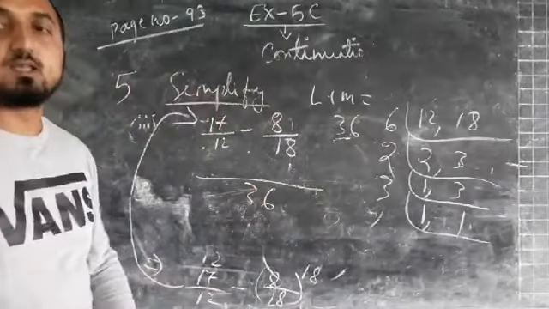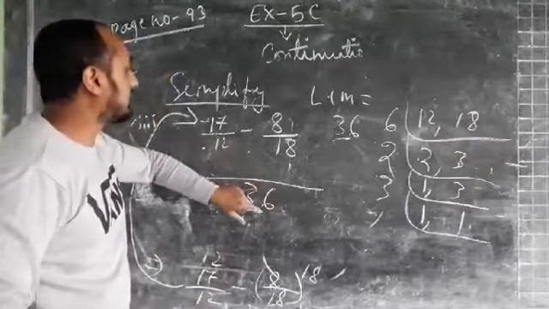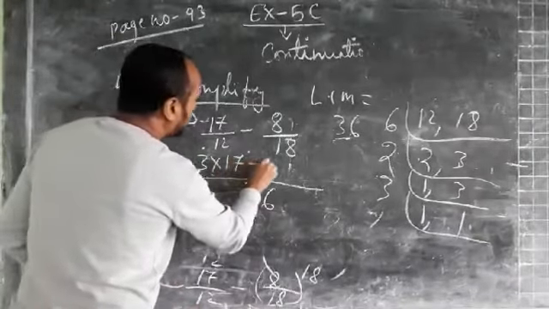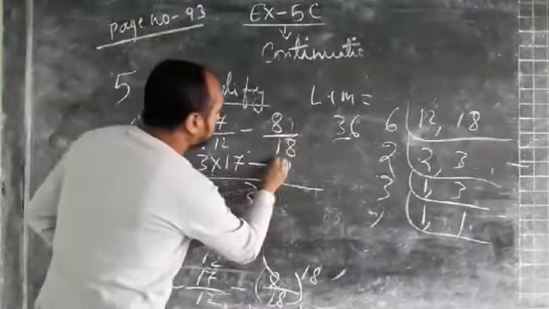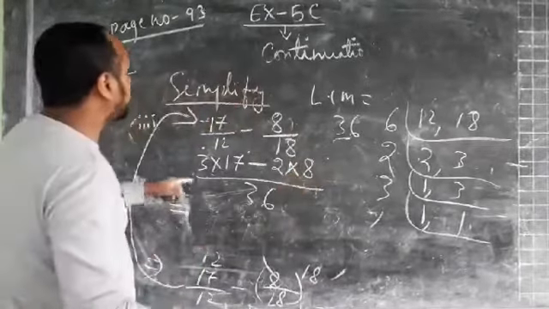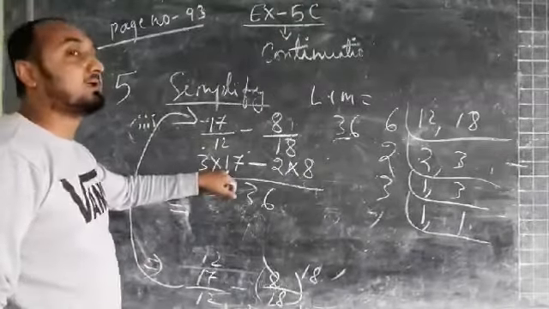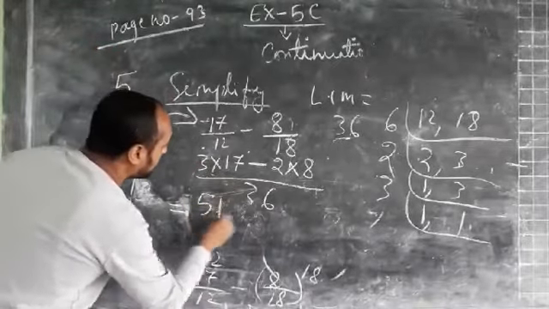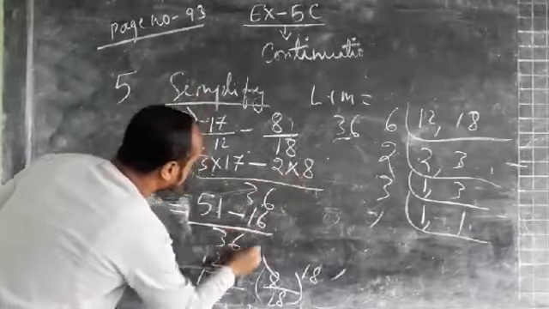Now again we will follow the same process. We will divide this 36 by 12. So when we divide this 36 by 12, it will go 3 times. So 3 into 17 minus, if we divide this 36 by 18, it will go 2 times. So 2 into, we have 8. Now next step, we have to multiply this 17 into 3. So when we multiply this 17 and 3, we will get 51. 51 minus 16 divided by 36.